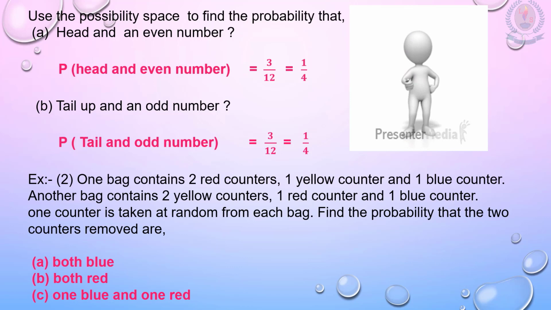We'll see another example. Example 2. One bag contains 2 red counters, 1 yellow counter and 1 blue counter. Another bag contains 2 yellow, 1 red, 1 blue. So, 1 counter is taken at random from each bag. Find the probability that the 2 counters removed are.